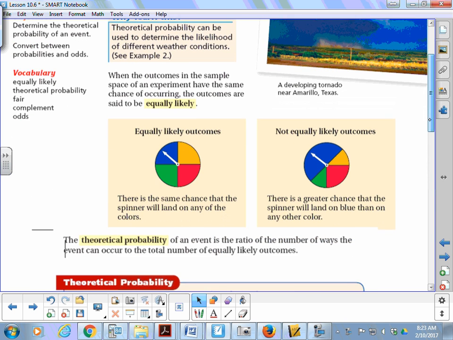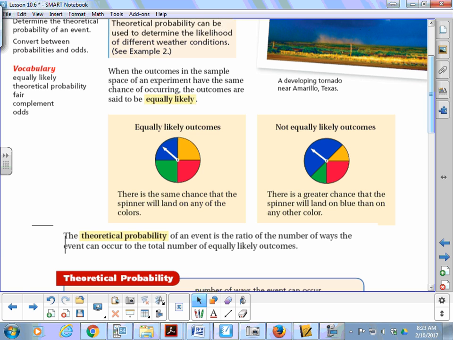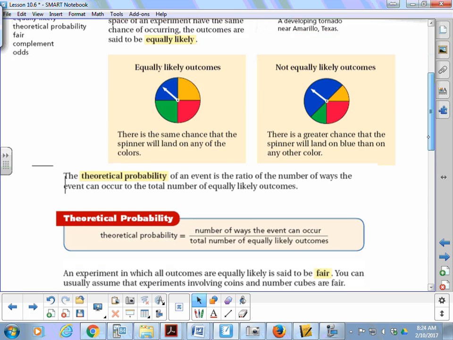If I had this spinner here, then I would expect that every 4 times I spin the spinner, I would expect to get each color once, right? That would be if they're all equally likely. Well, if they're not equally likely, then chances are greater of one than the other. But theoretically, what do I expect is going to happen is what we're talking about. And does it always happen? Nope, not usually. Every once in a while it does, but not very often. But when you're talking about theoretical, we're talking about what we expect.